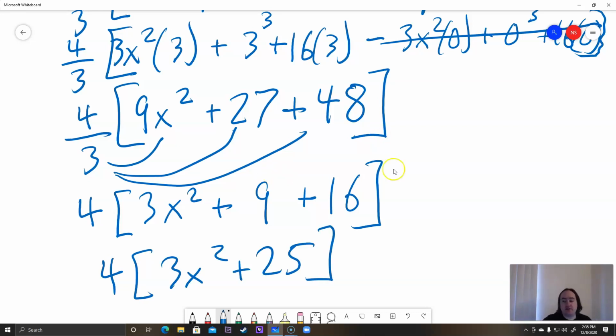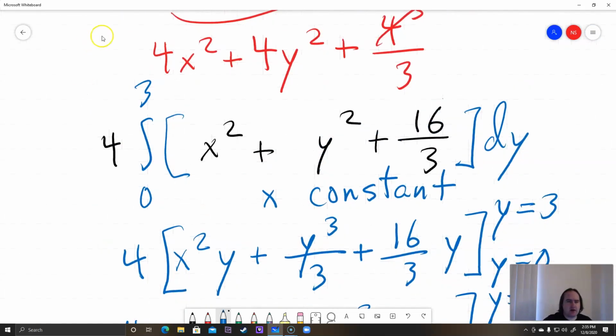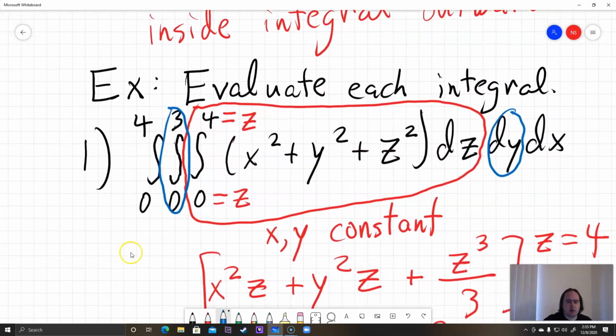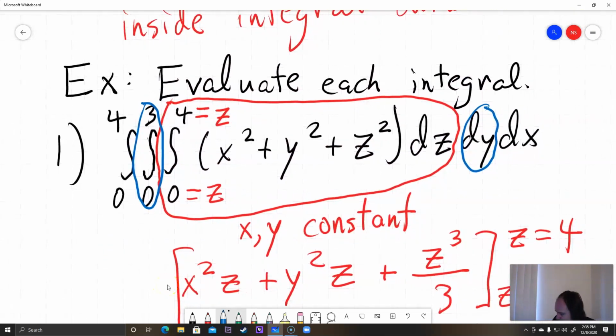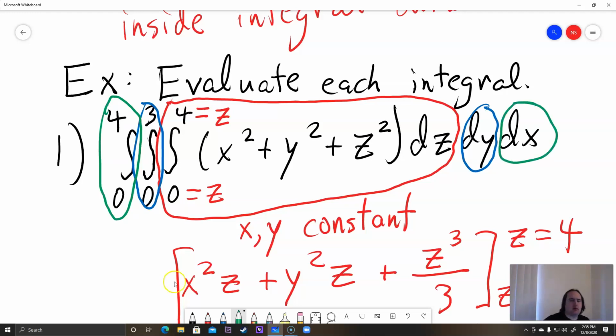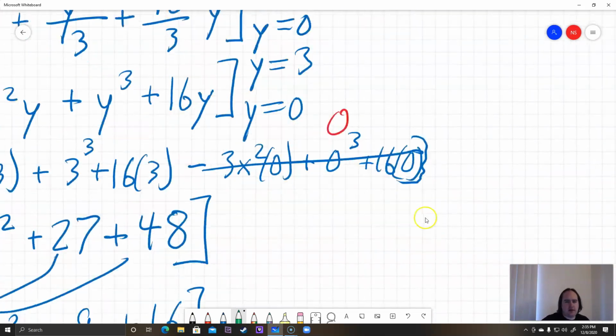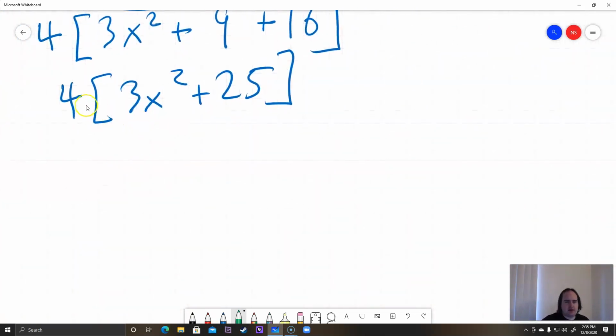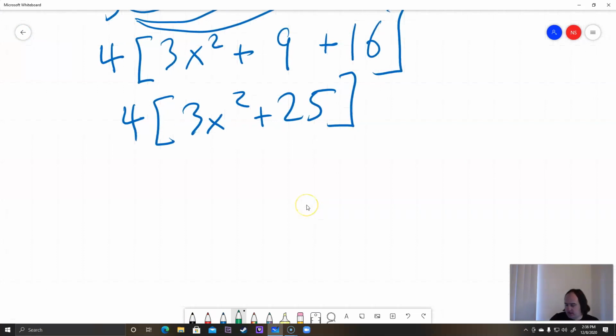All right, so we just finished the middle integral. So now we have to do the outermost integral. Again, we're working our way from the inside outward. So for the outer integral, we're doing the integral from 0 to 4 of this whole thing dx. Okay, but that whole thing is now simplified to just this. So the outer integral is going to be the integral from x equals 0 to x equals 4 of this thing dx.